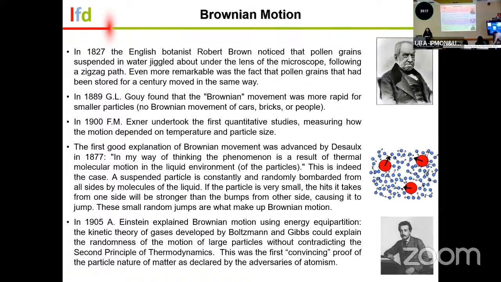So Robert Brown was a botanist, and his picture is shown over here. In 1827, the botanist Brown noticed that pollen grains, this is what you sometimes notice on you when you go outside in the field, this is what gives you a lot of allergies, actually moved, they zigzagged, right? And they jiggled under the lens of the microscope, and he noticed that this was interesting.